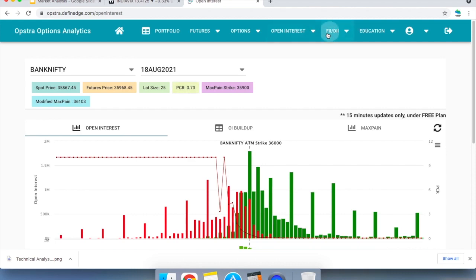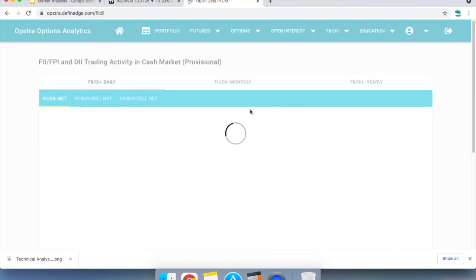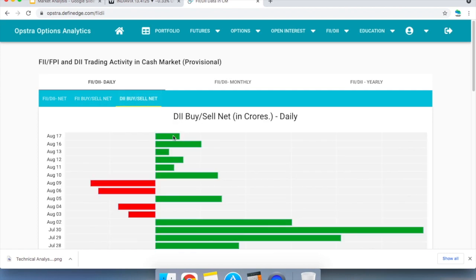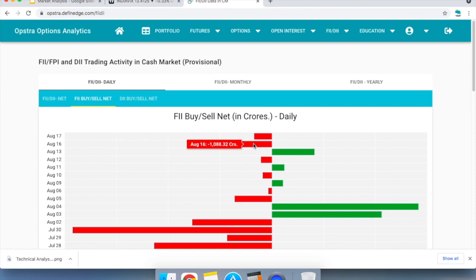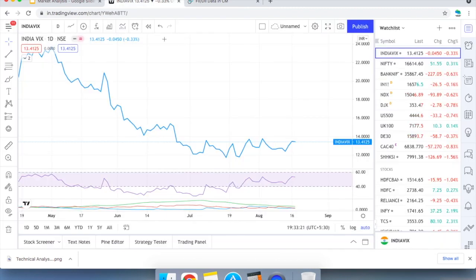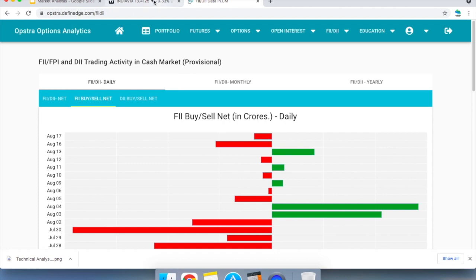Now let's see what happened in the institutional purchases today. You can see that there is a small amount of selling that happened, 340 crores, and there is DII buying of 266 crores. So net you can see that FIIs are selling but not selling huge. DIIs continue to be buying and supporting. So that's some hope from the institutional side, that heavy selling has not happened today also.